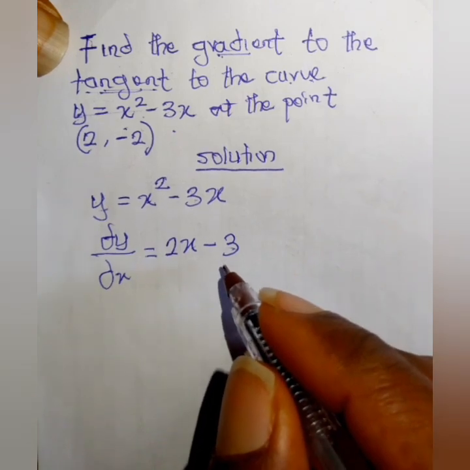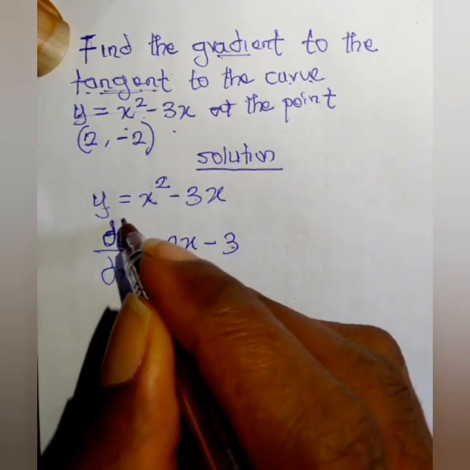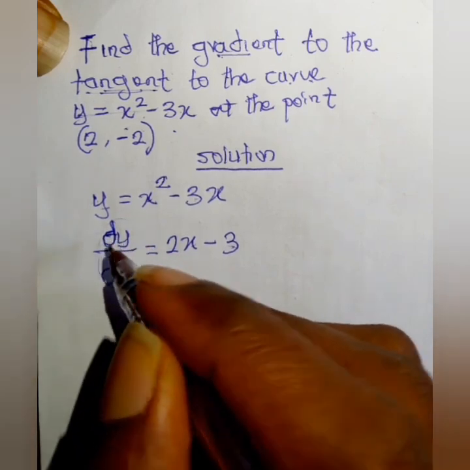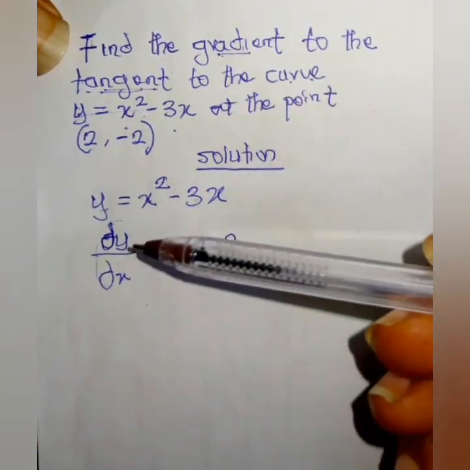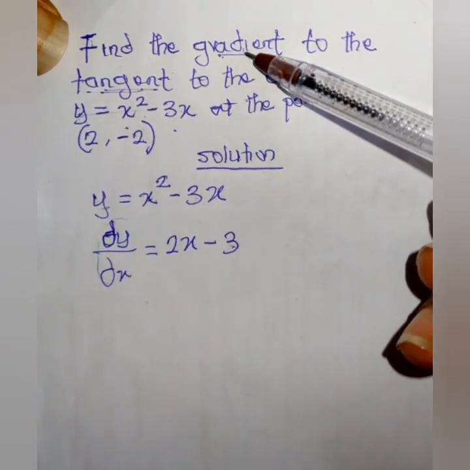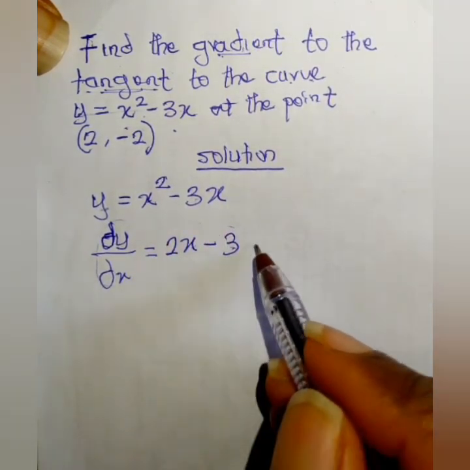Okay, so what do we do now? Now look at this thing I've written here, dy/dx. The dy/dx here is the same thing as gradient. Please take notes. dy/dx is the same thing as what? As gradient. Now we have gotten the equation of our gradient.